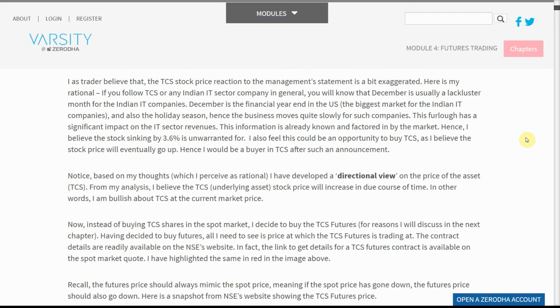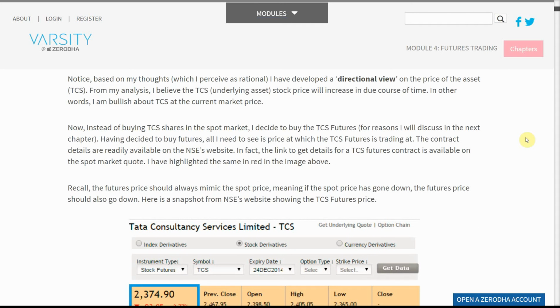Notice, based on my thoughts, which I perceive as rational, I have developed a directional view on the price of the asset TCS. From my analysis, I believe the TCS underlying asset stock price will increase in due course of time. In other words, I am bullish about TCS at the current market price. Now, instead of buying TCS shares in the spot market, I decide to buy the TCS futures for reasons I will discuss in the next chapter.